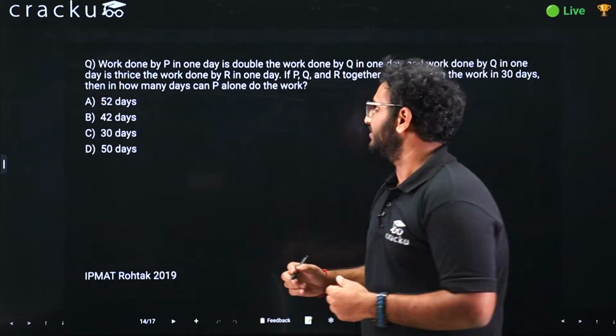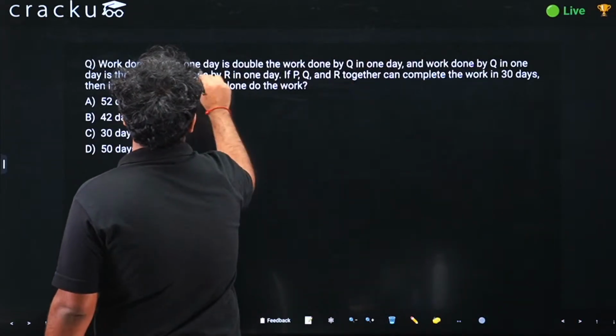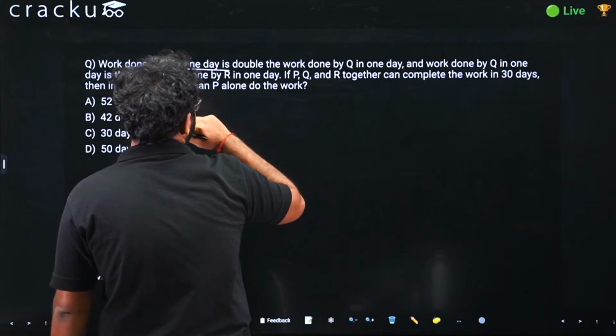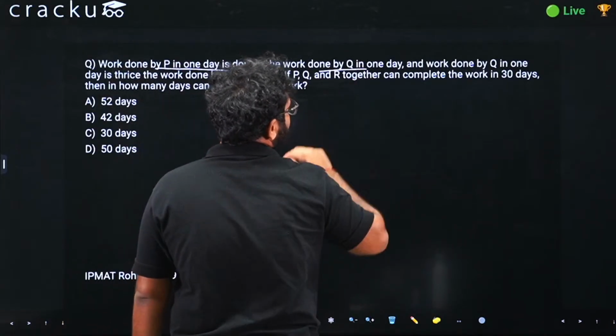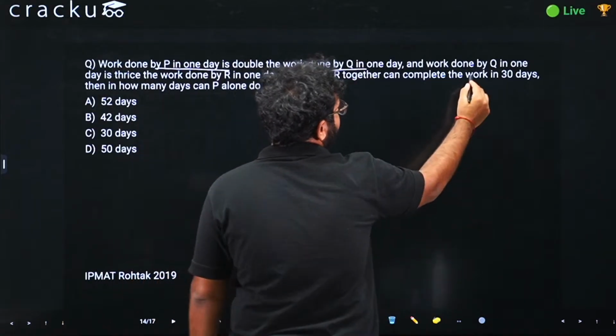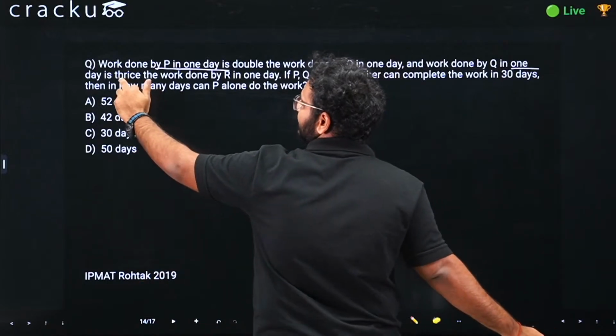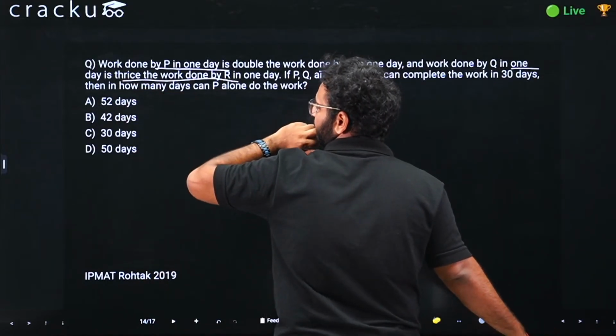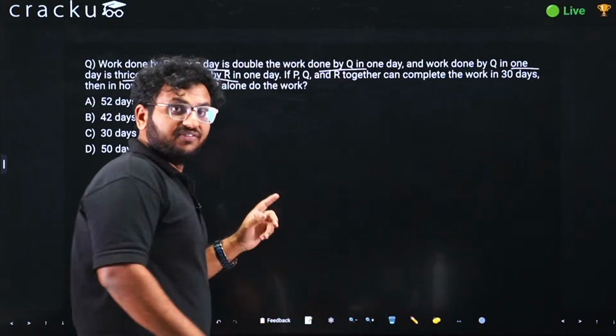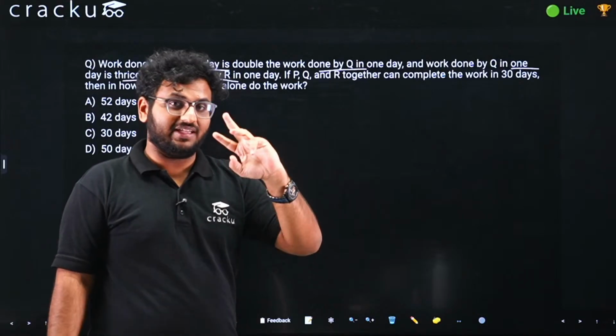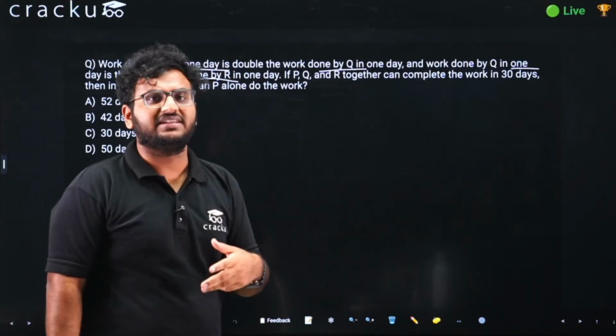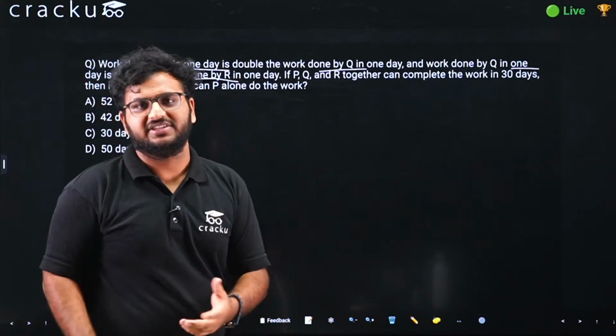Now let us solve this question. So the question says, work done by P in one day is double the work done by Q in one day. And the work done by Q in one day is thrice the work done by R in one day. Okay. So remember we solved one question where the efficiency is double or thrice. See, this is exactly the same question.